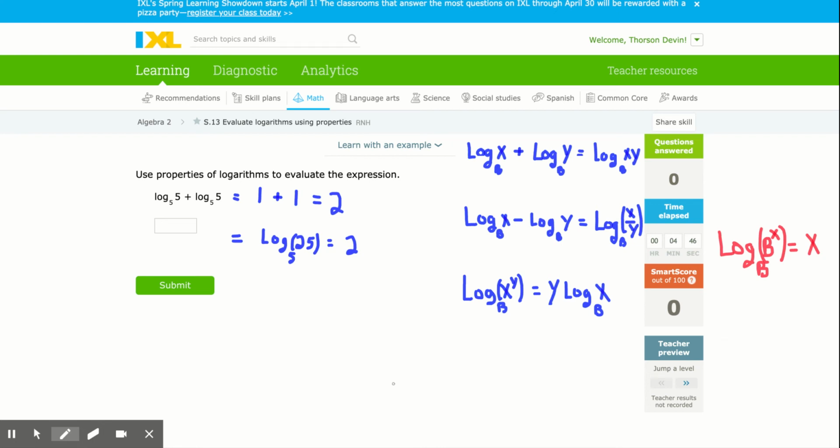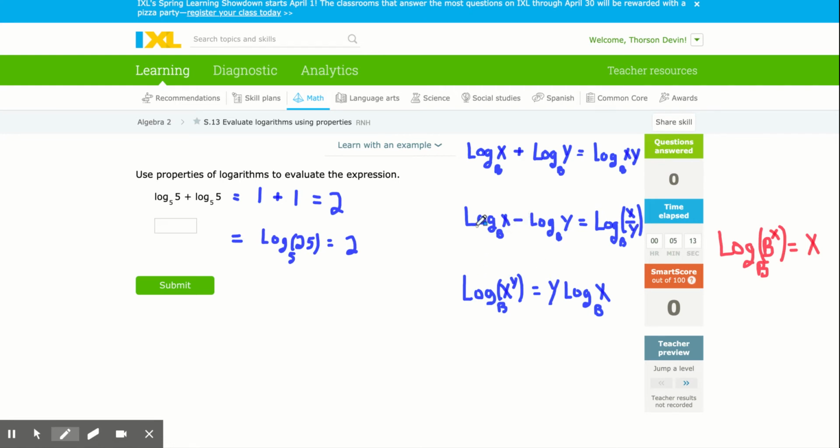Welcome. In this lesson, you're just going to use the properties of logarithms to evaluate logarithms. So if you don't have these three rules, or properties, I'd have them written down: the log of any base b to the x plus log of the same base b to some other y value, if you're adding those two logs together, we can combine it to be a single logarithm of x times y.